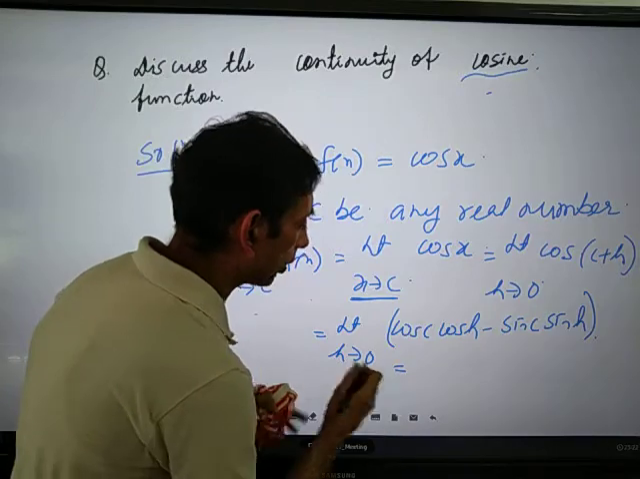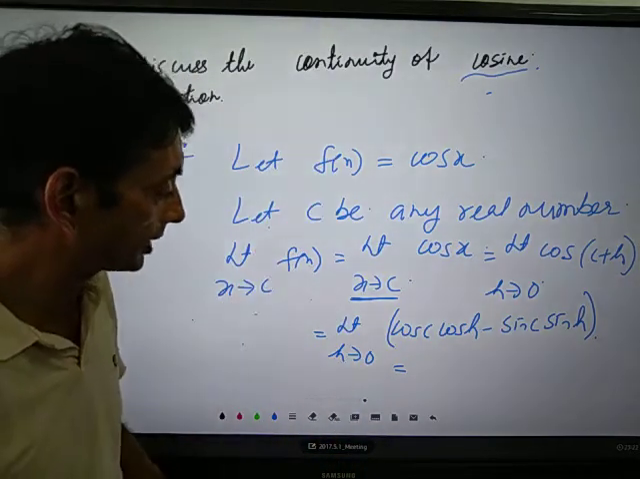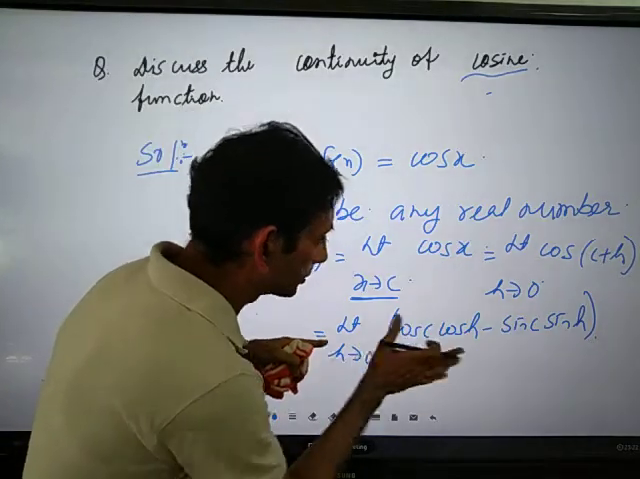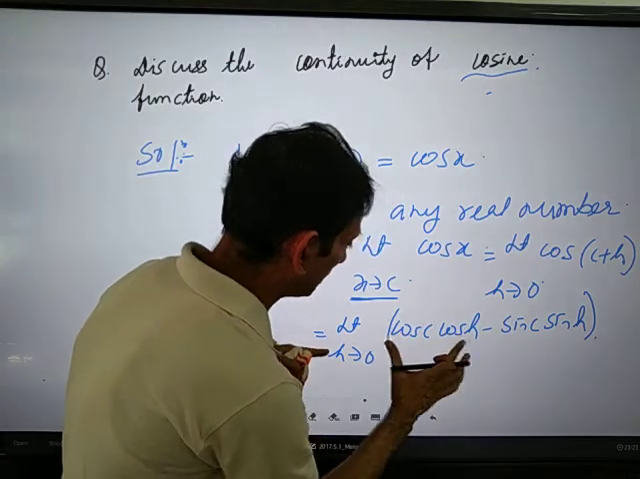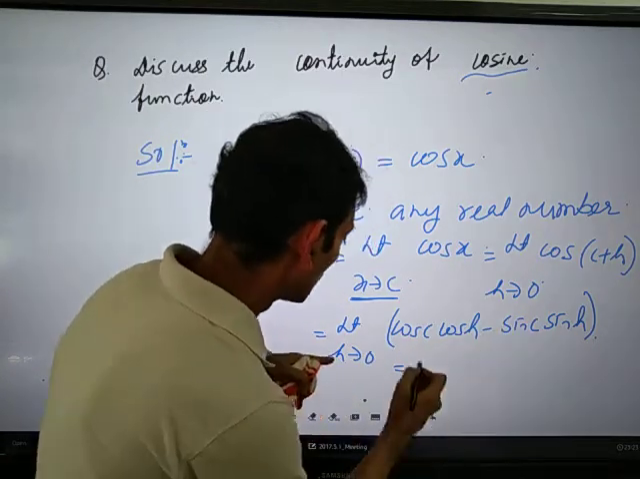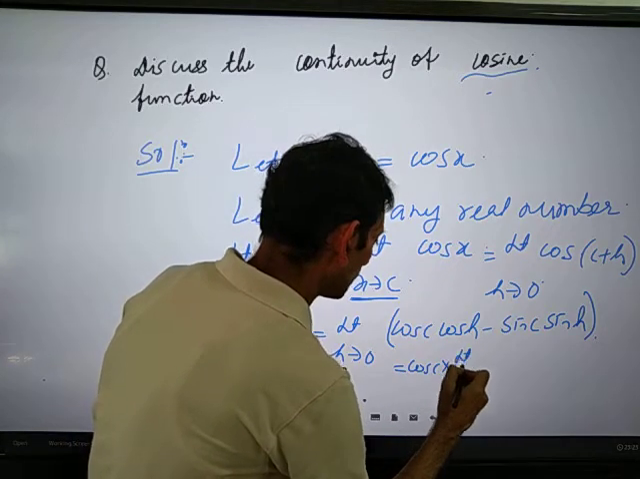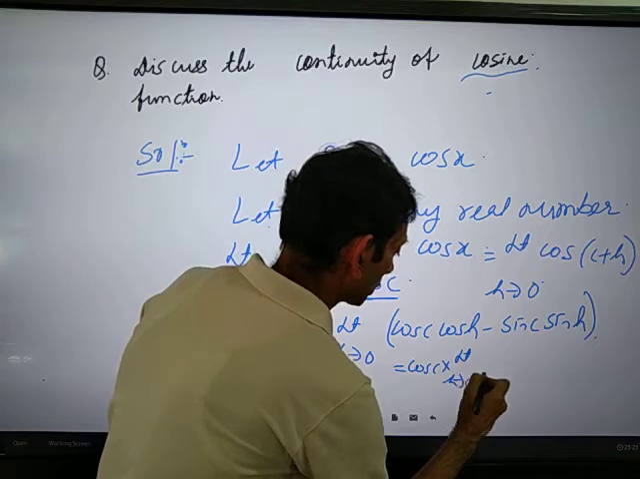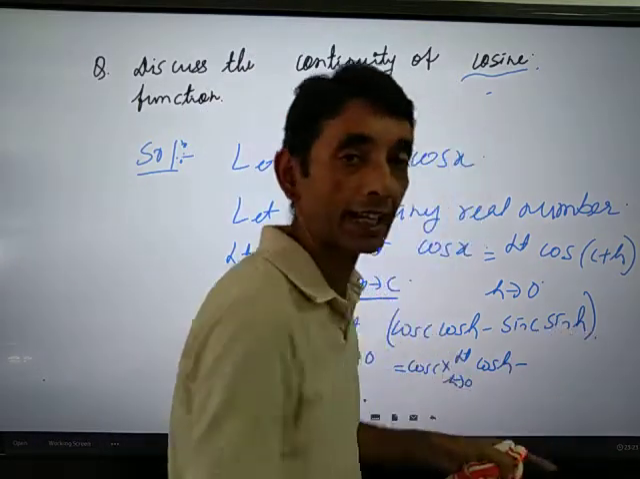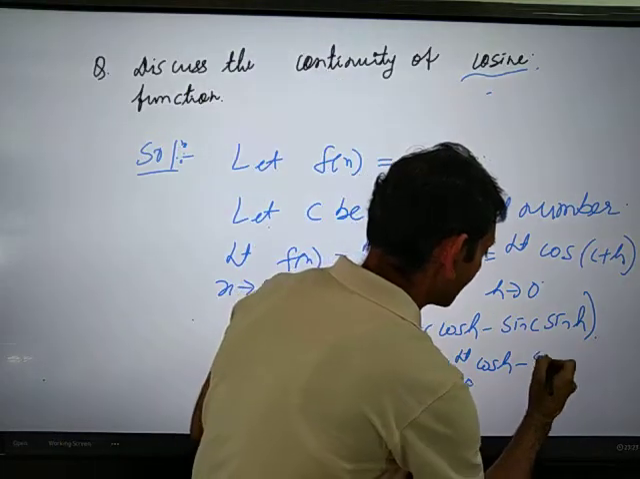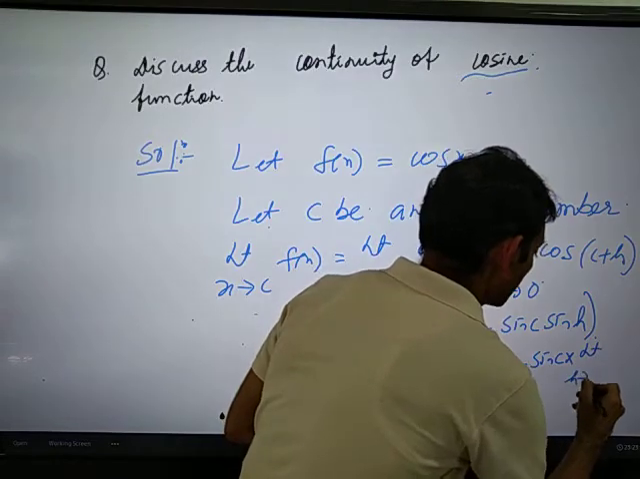All the steps, you have seen, are very, very simple. Now what is the next step? We'll be using the algebra of limits. The limit is a binomial, so we can take the limit of this function minus the limit of this function. If you take the limit on the first term, cos c is constant, so we need to take the limit on only cos h, h approaches 0, cos h. Minus, now again sin c and sin h. Sin c is constant, so you can take the limit on sin h, limit h approaches 0, sin h.